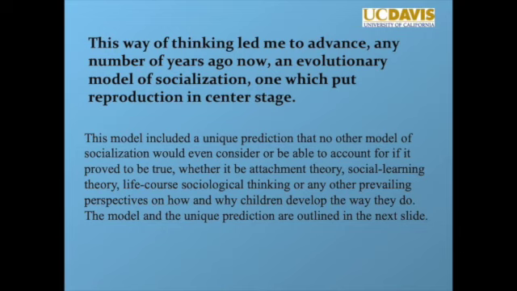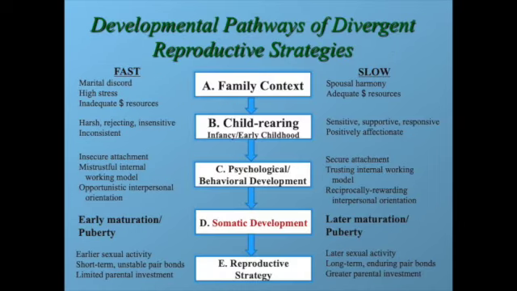The model and the unique prediction are outlined in the next slide. And what you see here is a distinction between what I want to call fast and slow life history or reproductive strategies. And what you see right from the start is nothing surprising. It's very common, it's very familiar. It's been referred to implicitly, not this framework, but these ideas already.